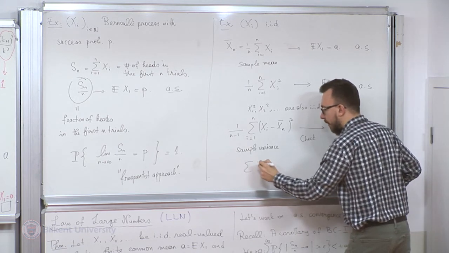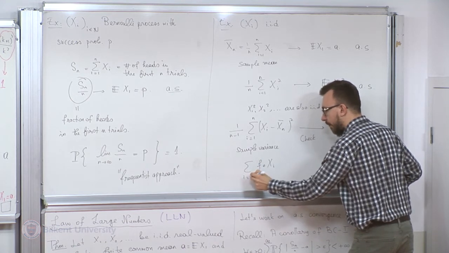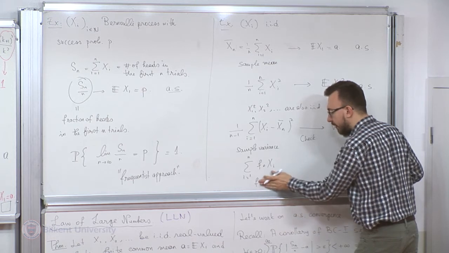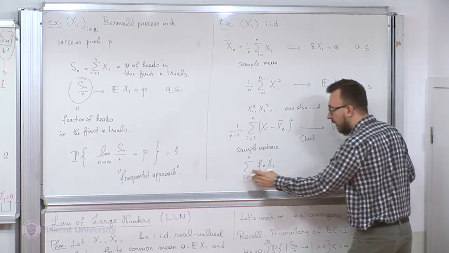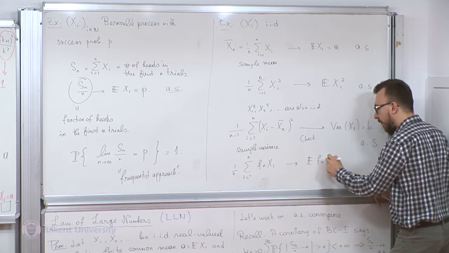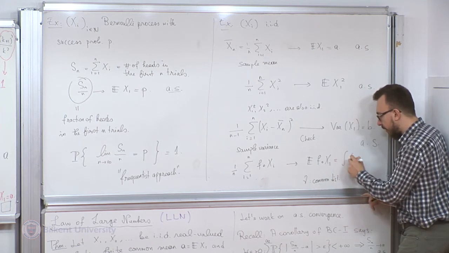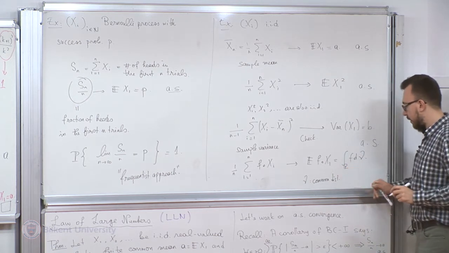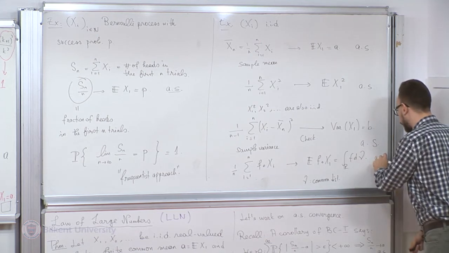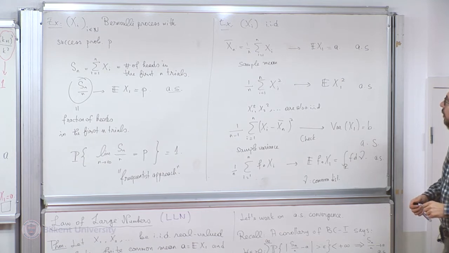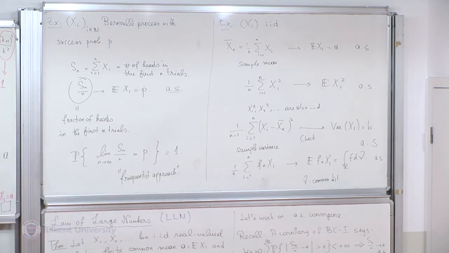In fact, you can apply any function to the xi's. Let's say f bounded or continuous, whatever. Just make sure that these have finite mean and variance. So this converges to the expected value of f of x1. Let's say nu is the common distribution. You can calculate it as an integral like this on R. Again, almost surely. Okay. Any questions?